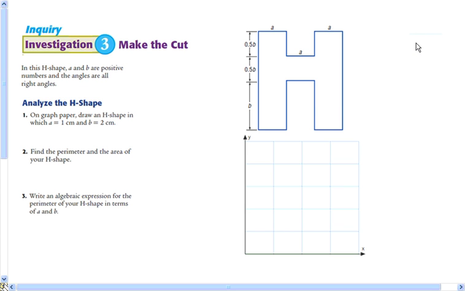Hey class, this is lesson 513. This is an inquiry lesson. I'm going to get you started, but then we'll finish the rest in class. Show you how to do a couple problems. Basically, we're going to create some expressions and simplify them.